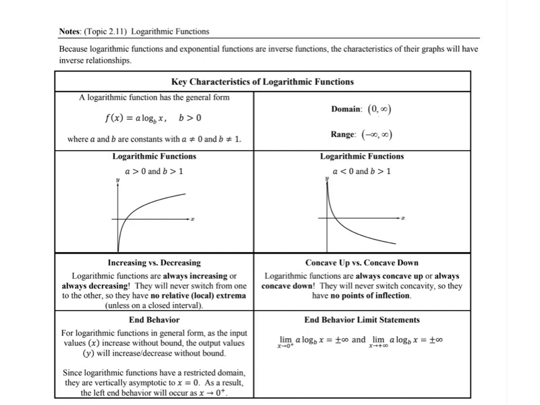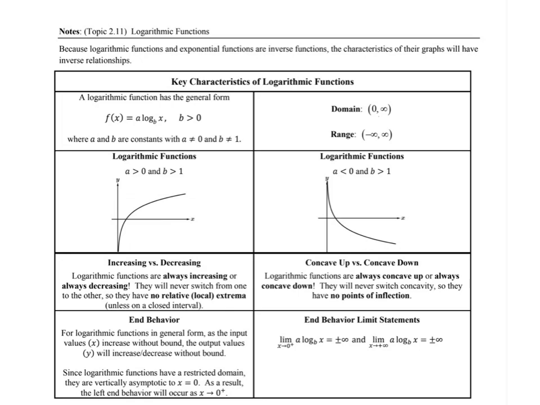Here we go. Because logarithmic functions and exponential functions are inverse functions, the characteristics of their graphs will have inverse relationships. So not for nothing, we just went through exponential stuff so that we can look at logarithmic stuff. A logarithmic function has the general form f of x equals a times log base b of x, where b is greater than 0. A and b are constants with a not 0 and b not 1.